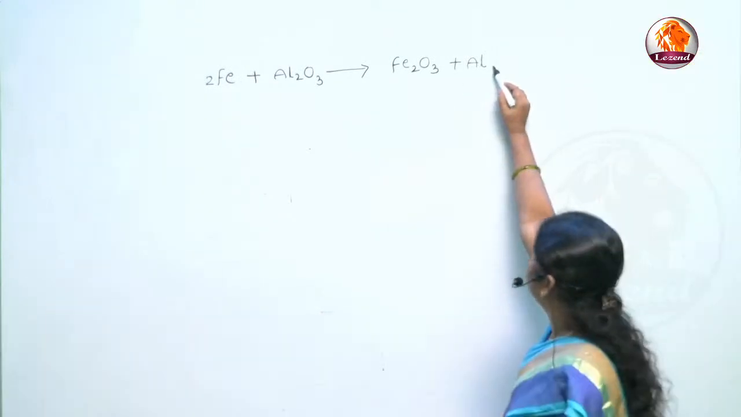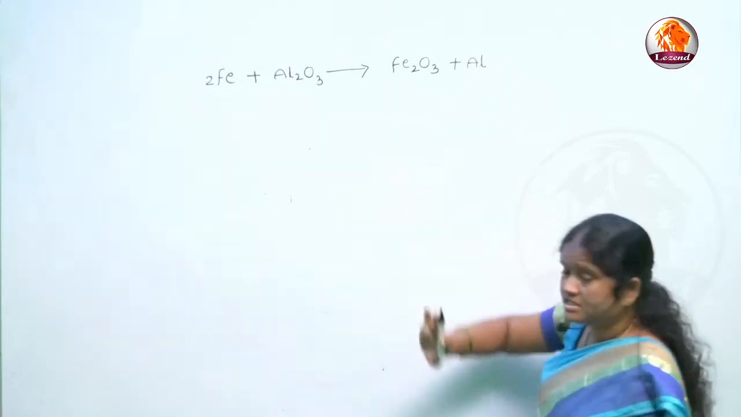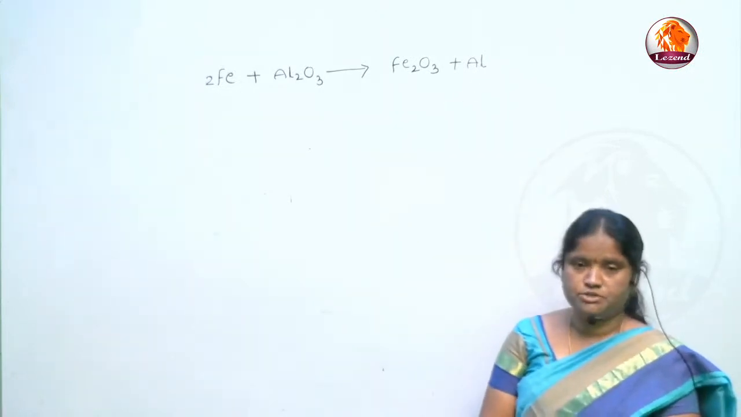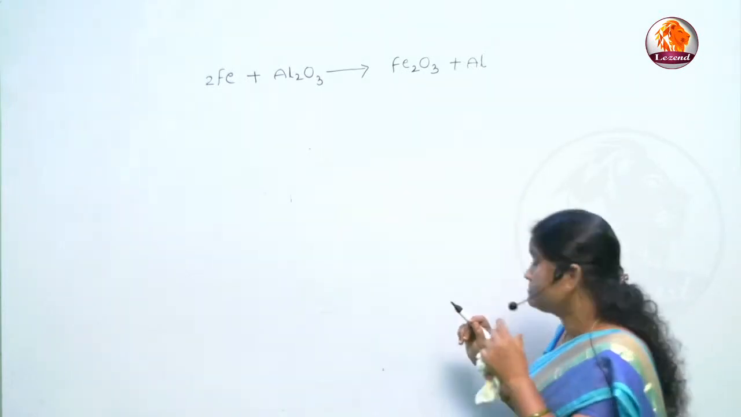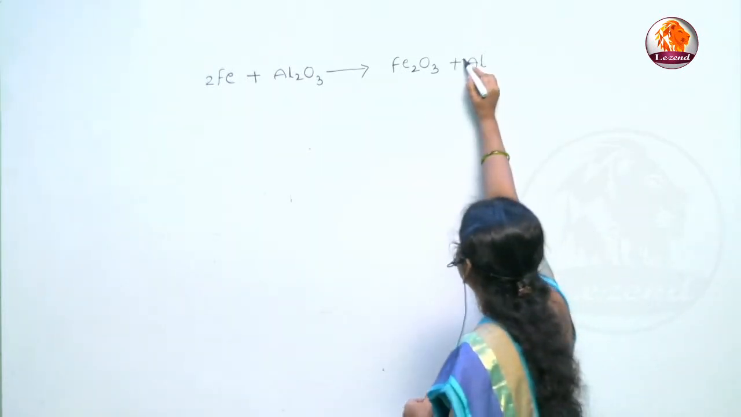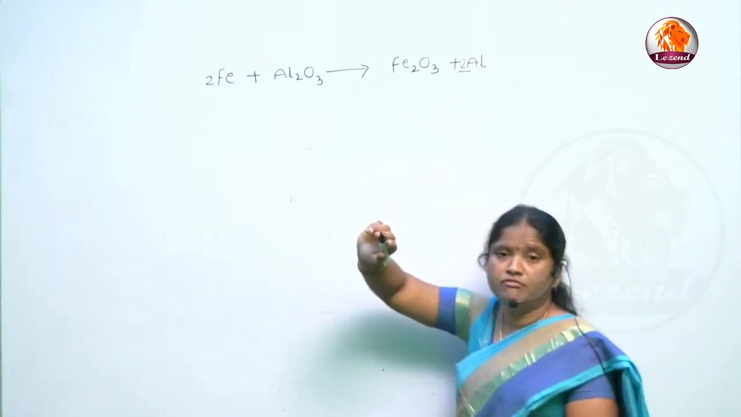We need not write Al2 here. Okay, this is the wrong way. Aluminum, only 1 atom, means it is indicated as Al. We need to balance 2 atoms. On the left side we have 2 aluminum atoms. Because of that, we can write the number 2 on the product side before the symbol of aluminum.